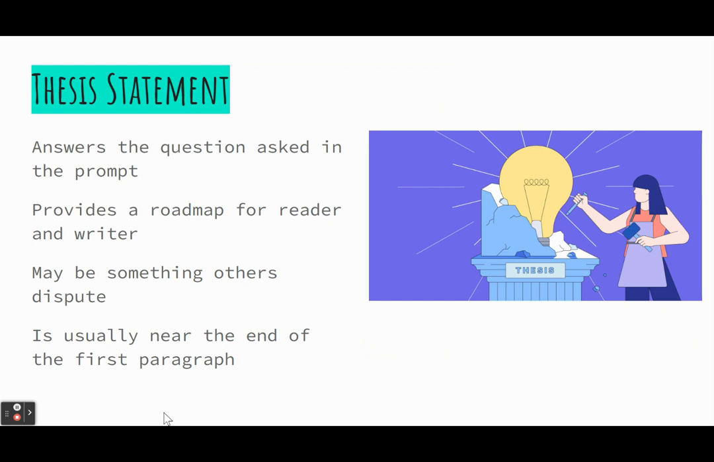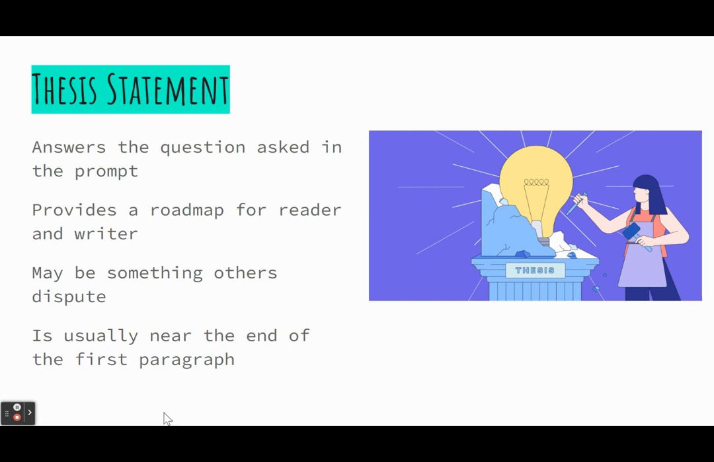Quick reminder about the thesis. Number 1, view the prompt as a question. The thesis statement should answer that question. Number 2, provide that roadmap for you as a writer and the reader. It should be illuminating. And within that illumination, at least in my mind's eye, according to that picture, it's sort of got a funnel. The filaments funnel down as they go here.